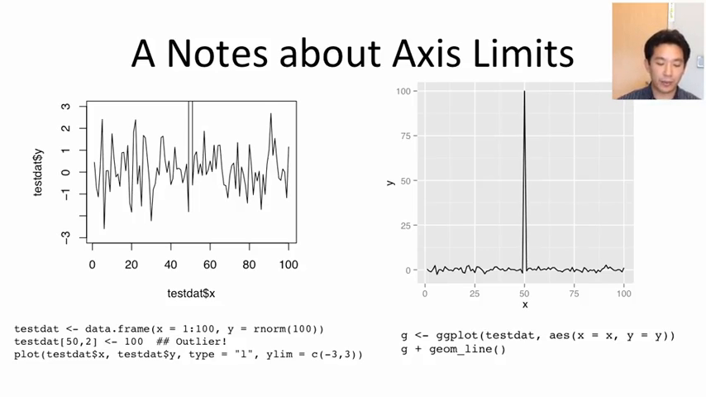So in the 50th data point, I've just changed that value to be 100. So now there's this random series of noisy data, and then right in the middle there's a point that's 100. And so if I call plot, so I'm going to make a standard base plot here. I call plot on x and y, and I say type equals L because I want to make a line plot. But then typically, if you have some outlier like this, maybe you don't want to look at the outlier. You just want to look at the core of the data.